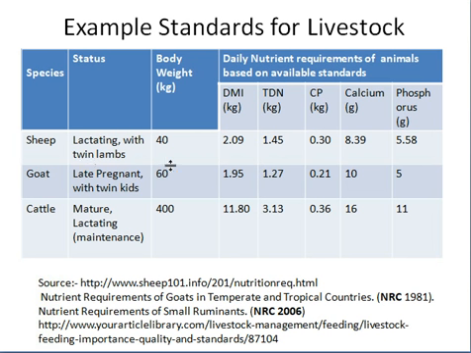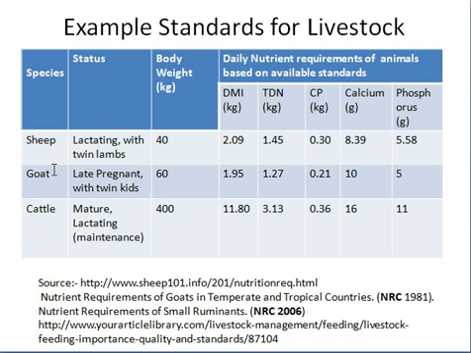Her body weight is 40 kilograms. So what amount of dry matter intake would she need? That is 2.09. TDN energy is 1.45 kilograms. Crude protein is 0.3 kilograms, calcium is 8.39 grams, phosphorus is 5.58 grams.